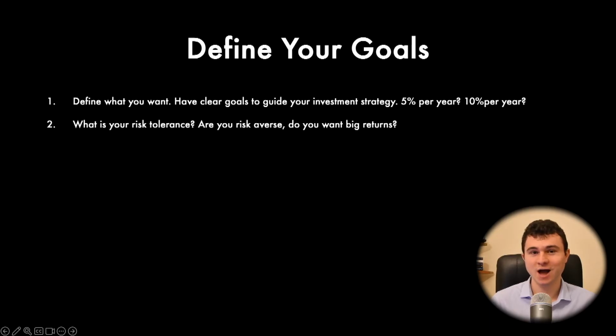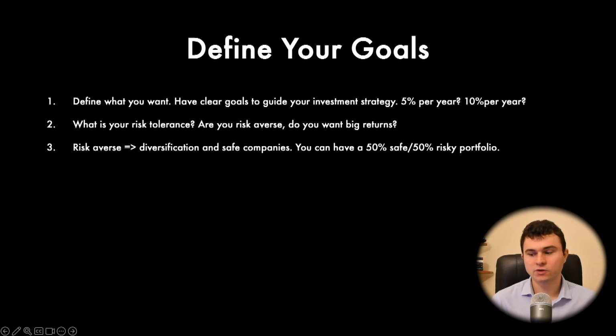Because if you're risk averse and you start to invest in risky situations, well, you will not sleep well at night. And I want you to sleep well at night. If you're risk averse, for example, the solution would be diversification. Instead of having 10 stocks in your portfolio, just have 50. So when a company goes bankrupt and the stock goes to zero, well, you have 49 other stocks in your portfolio and the risk allocation is minimal.